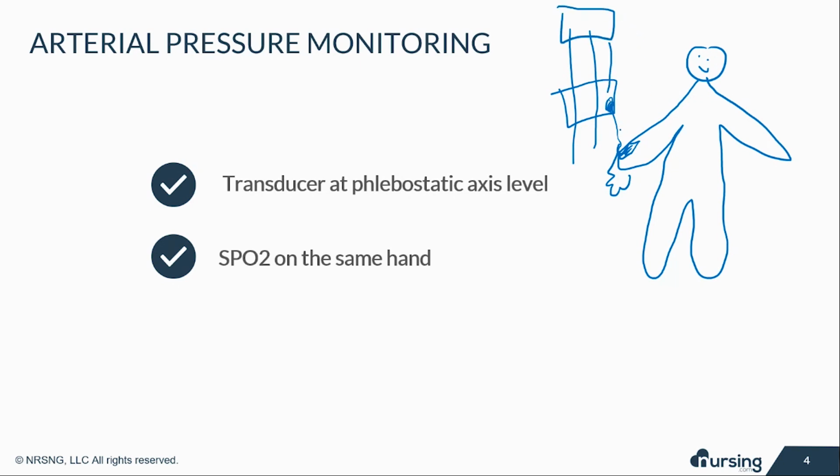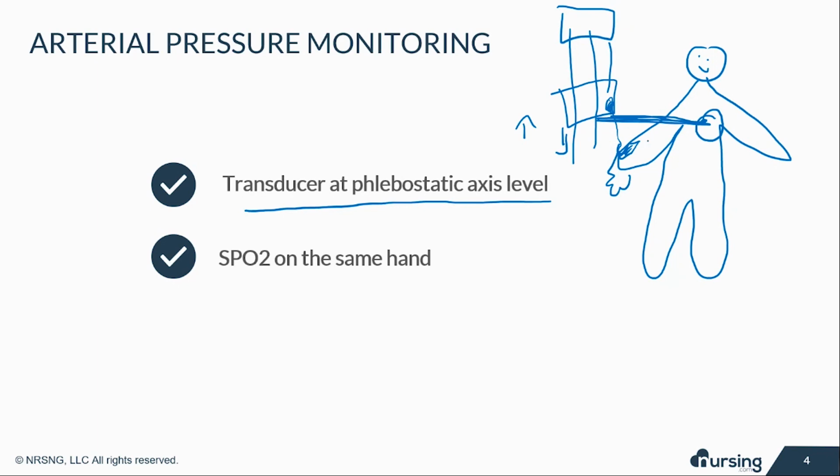This transducer needs to be at the phlebostatic axis level. What that means is, here's the patient's heart, and so it would be at the level of the fourth intercostal space where the right atrium would be. So if my patient's right atrium is right here, I need to make sure that my transducer is leveled. If it's not, I would need to bring it down a little bit or bring it up a little bit, because that can alter my blood pressure readings. It has to be leveled with the phlebostatic axis level, which is approximately where the right atrium would be. It needs to be leveled in order to get accurate blood pressure readings.